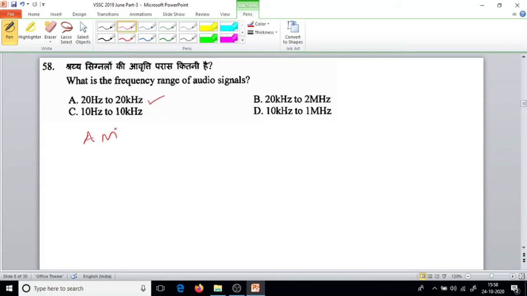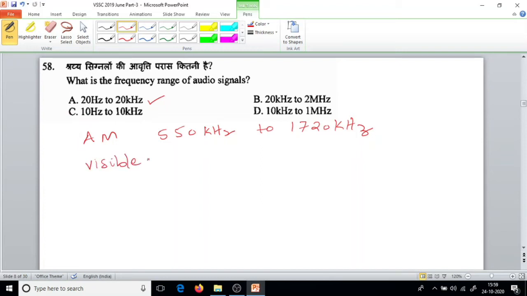AM transmission. What is the frequency range of AM transmission? That is 550 kilohertz to 1720 kilohertz. This is for AM transmission. Similarly, what is the visible light?